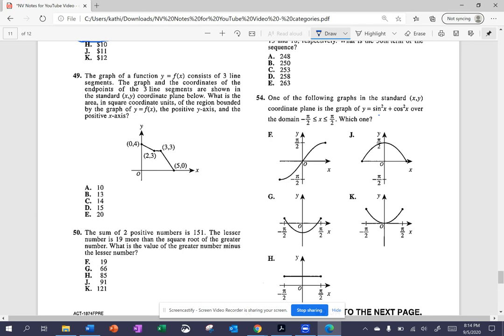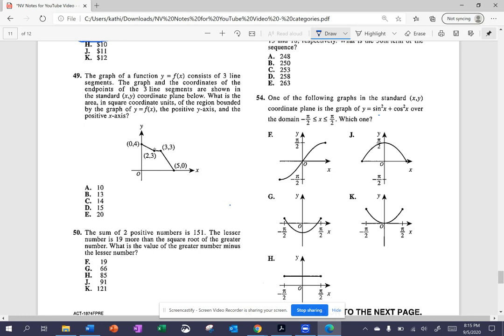The graph of a function f of x consists of 3 line segments. The graph and the coordinates of the endpoints of the 3 line segments are shown in the standard xy coordinate plane below. What is the area in square coordinate units of the region bounded by the graph of f of x, the positive x-axis, and the positive y-axis? So it's asking me for the area underneath here.